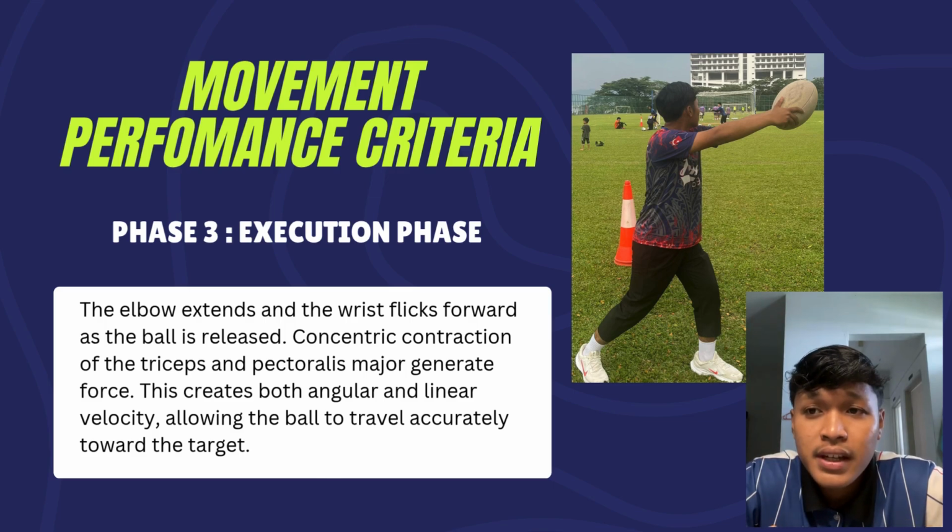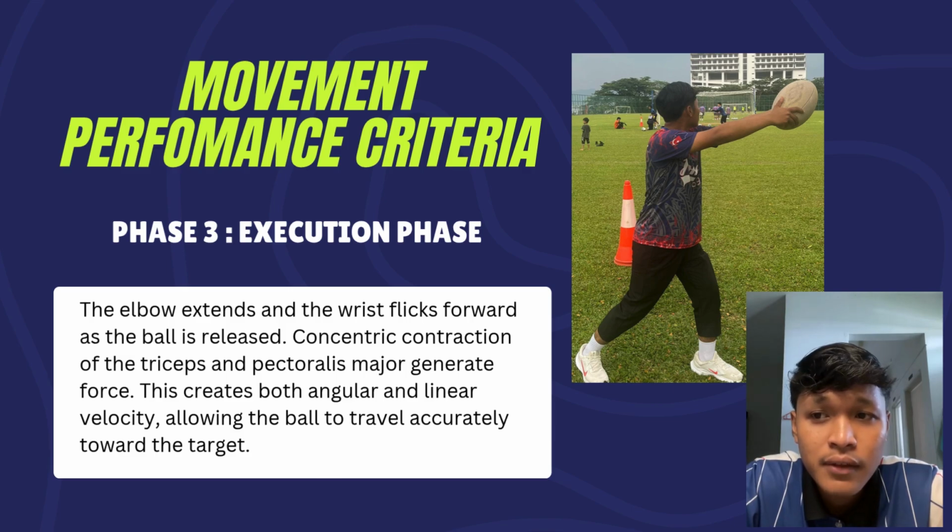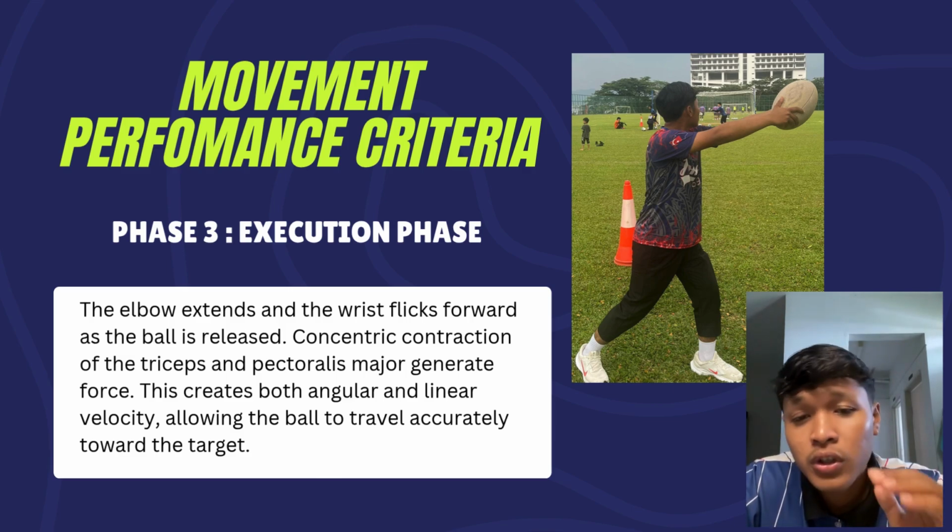So phase 3 is the execution phase. The elbow extends and the wrist flicks forward as the ball is released. Concentric contraction of the triceps and pectoralis major generates force. This creates both angular and linear velocity, allowing the ball to travel accurately towards the target.